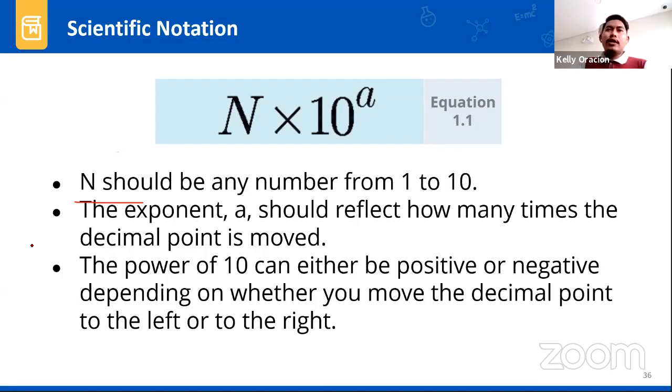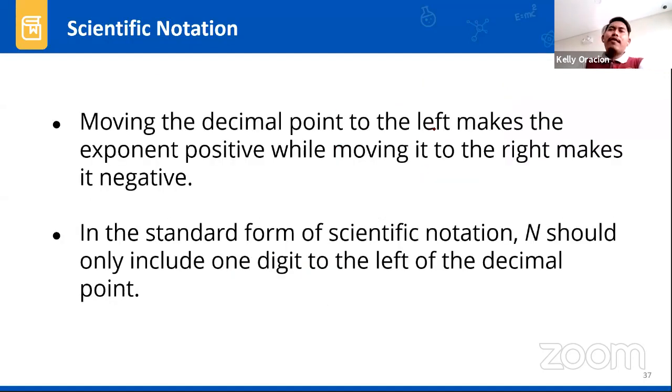The exponent A should reflect how many times the decimal point is moved. And the power of 10 can either be positive or negative, whether you move the decimal point to the left or to the right. Moving the decimal point to the left makes the exponent positive, while moving it to the right makes it negative.